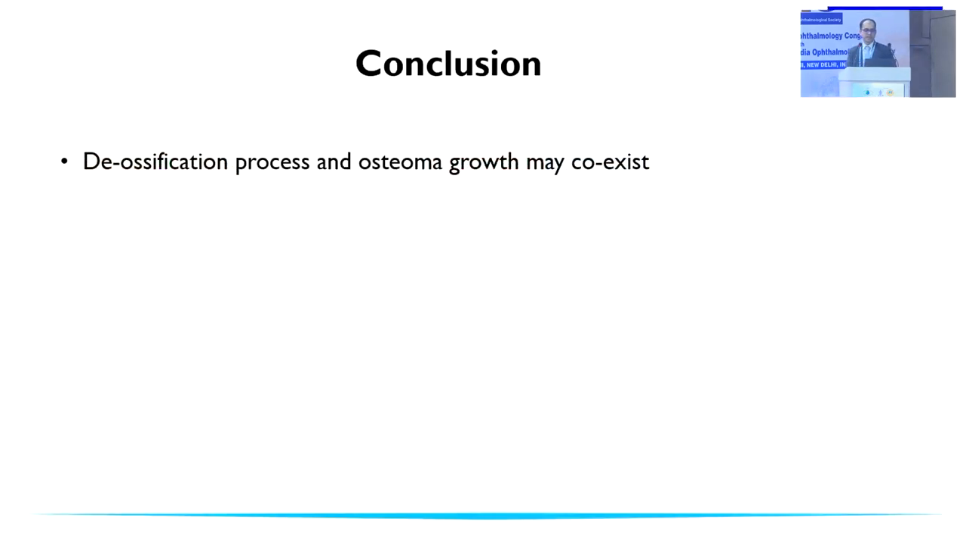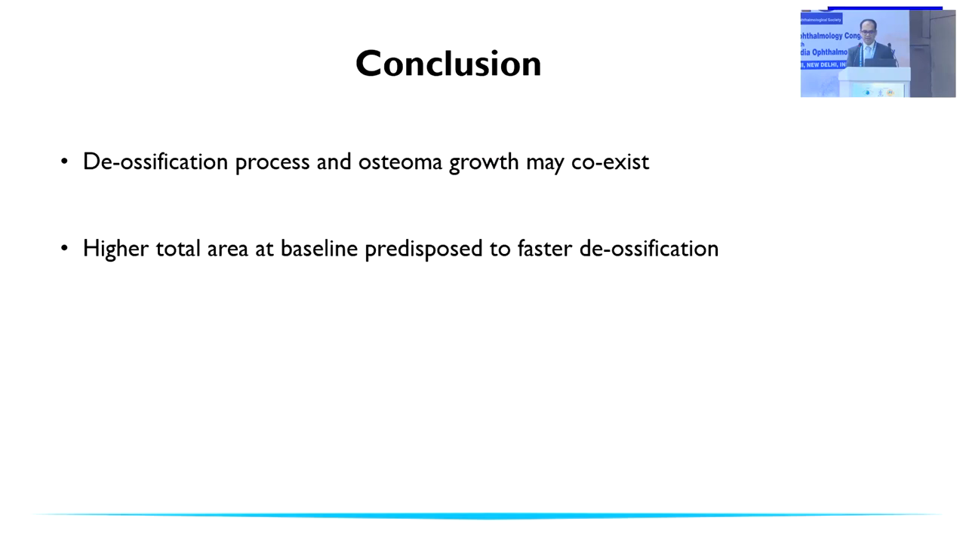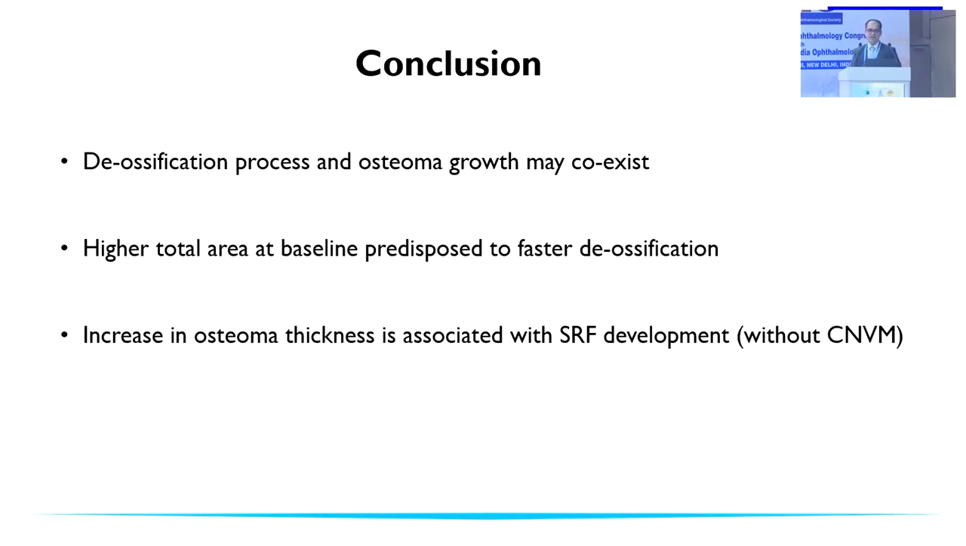Just to conclude, the deossification process and osteoma growth can coexist. A higher total area at baseline can predispose to faster deossification, and an increase in osteoma thickness and size is associated with SRF development without CNVM.